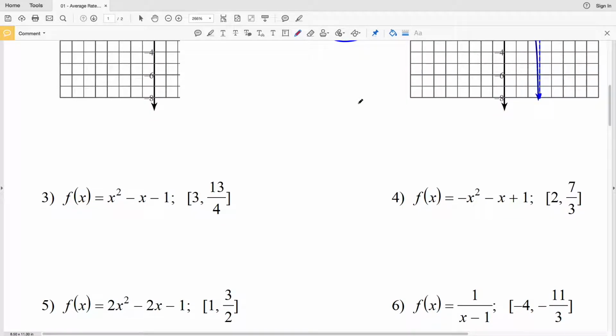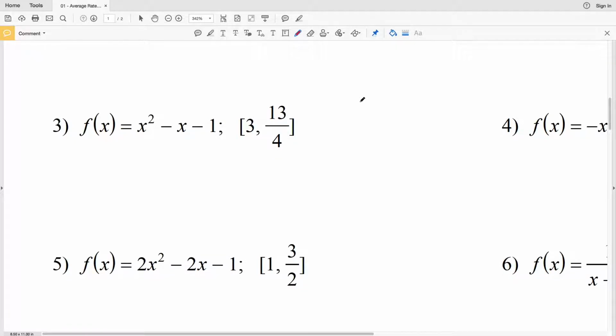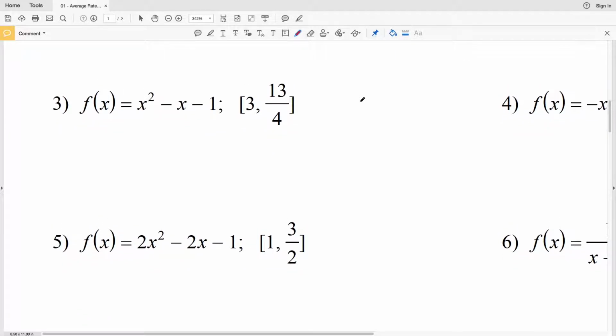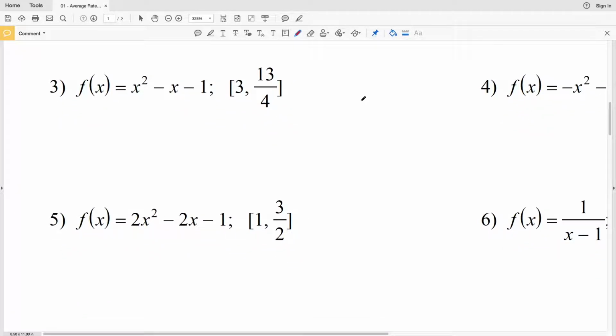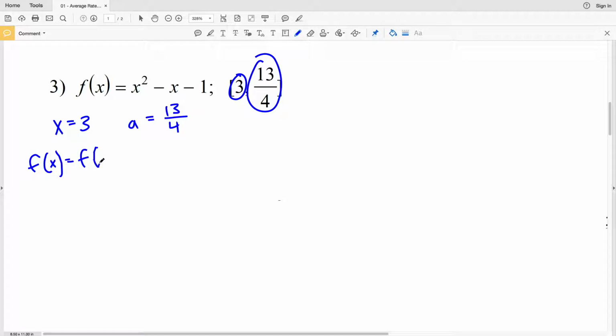Now 3 through 8 are exactly like numbers 1 and 2, except that we're not given a graph. But we're still going to be using that same formula for the average rate of change. So for number 3, our x value is equal to 3, and our a value will be 13/4. So we're going to find f of x. So f of x will be equal to f of 3. So we'll take 3 and plug that in for x in our equation.